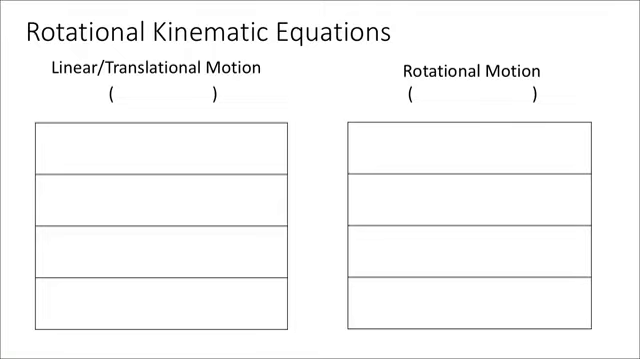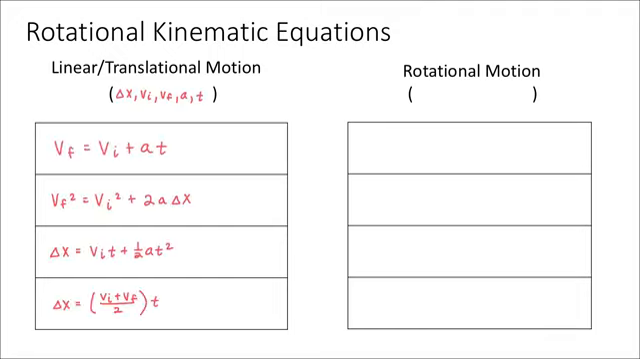All right, now that we've defined rotational position, velocity, and acceleration, we can use the same kinematic equations that we have before for linear motion, but this time rewrite them in terms of those rotational variables. And as a reminder, when we solved problems involving linear motion, these were our 4 kinematic equations.